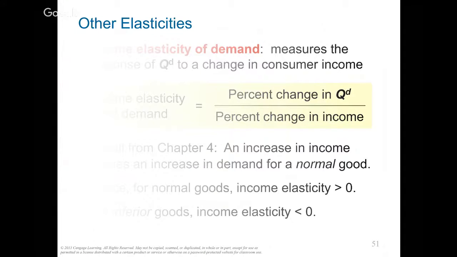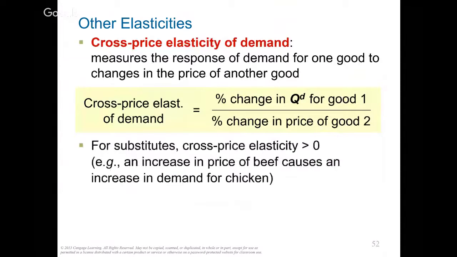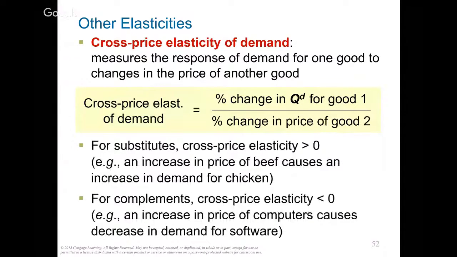The last one is called the cross price elasticity of demand. For this one, we compare the price of one good, good 1, to the quantity of good 2, so between two different goods. Again, we care about the sign, so do not take the absolute value. We do the percentage change in quantity for good 1 divided by the percentage change in the price of good 2. If this is positive, then these two goods are substitutes. If this is negative, then these two goods are complements.